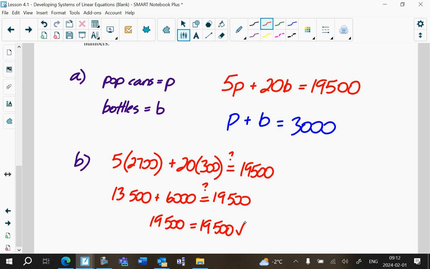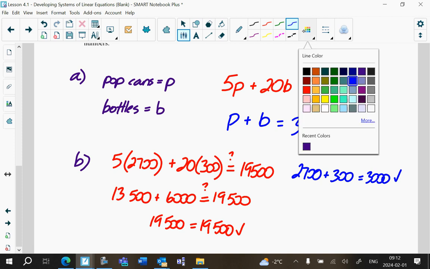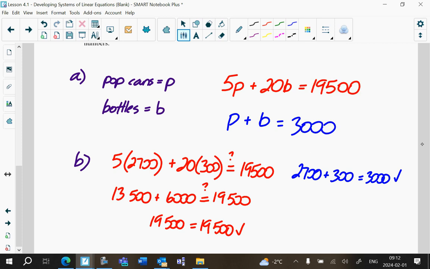Second equation is usually, one of them is usually pretty easy to figure out. Does 2,700 plus 300 equal 3,000? Yeah, it does. That's a good one. I can see that. So I'm verified. Good answers. They're correct.